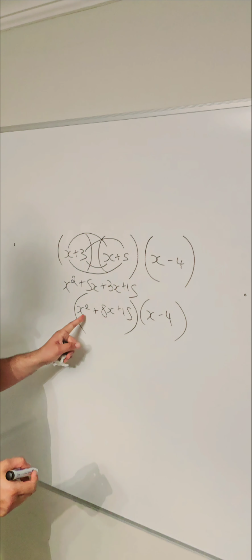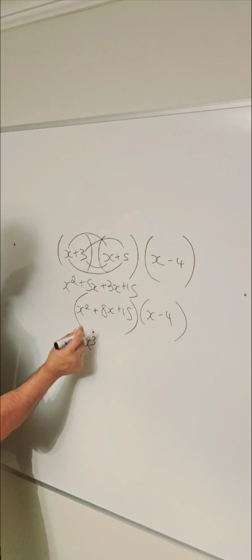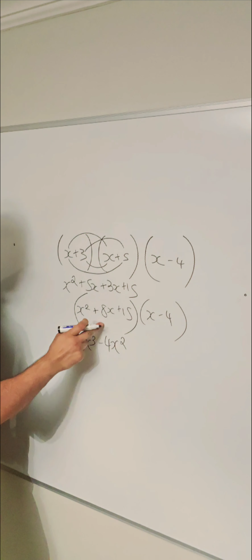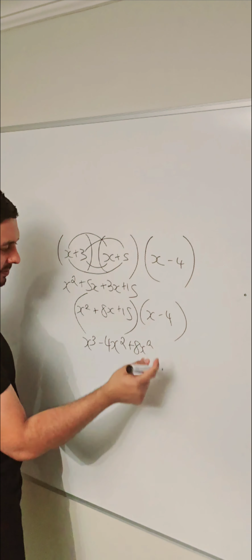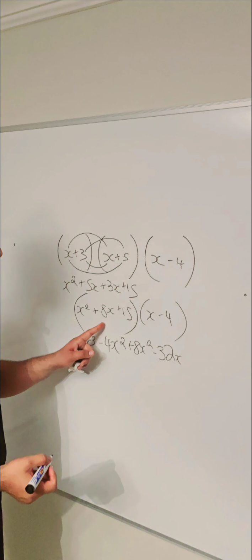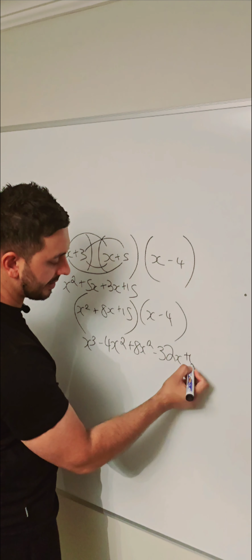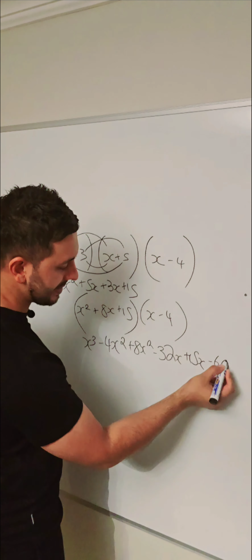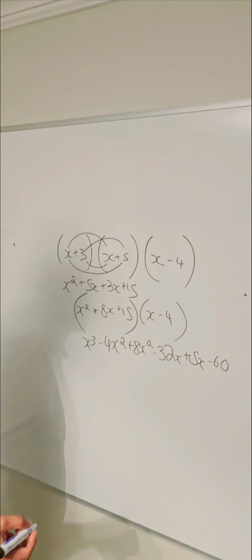Now we're going to multiply the x squared by these 2. X squared times x is x cubed. X squared times minus 4 is minus 4x squared. 8x times x is 8x squared. 8x times minus 4 is minus 32x. Be careful with the negative number. Positive multiplied by negative is negative. 15 times x is 15x. And 15 times minus 4 is minus 60. Again, whenever you multiply a positive and negative number, it gives you a negative number.